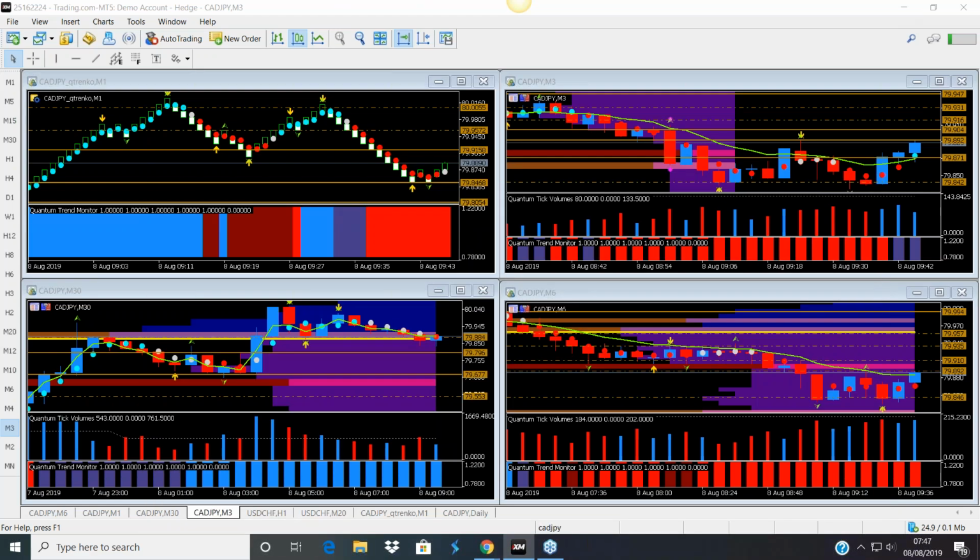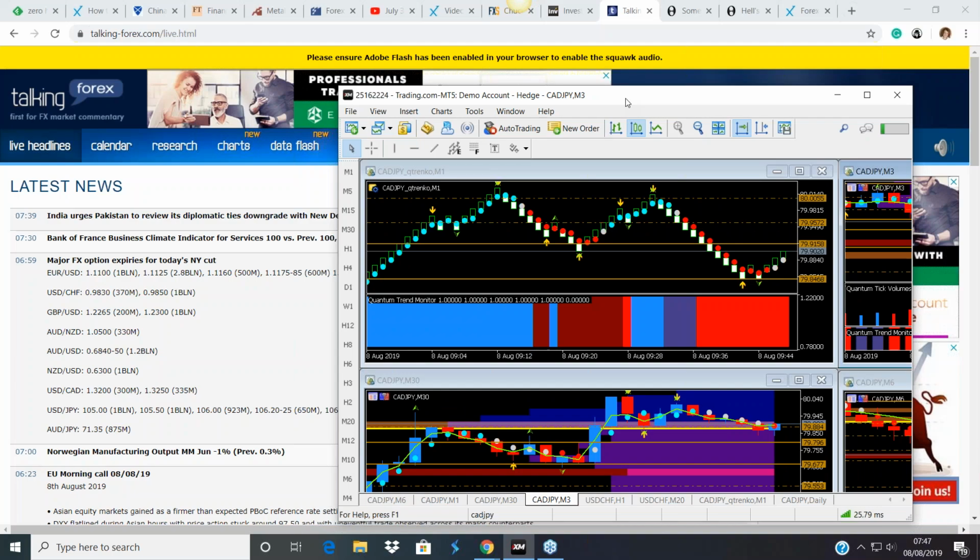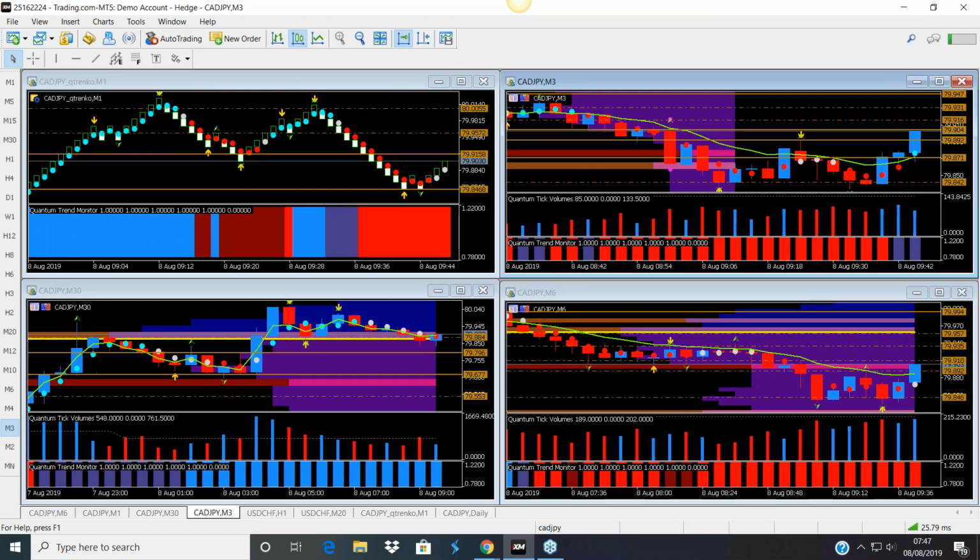As I said, we've been looking at the yen this morning, and I seem to have lost my charts. Where have they gone? Hold on a second. Move that over there. Here we are.